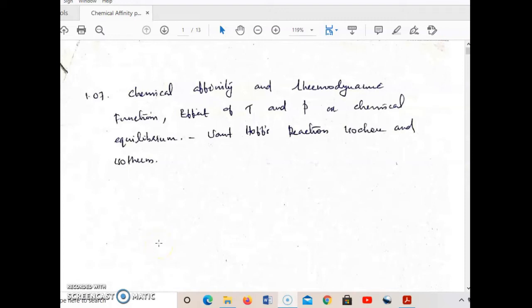In this part of the syllabus, we are introducing a new term, chemical affinity. Chemical affinity and thermodynamic functions, how it is related to other thermodynamic functions. Then we have to see the effect of temperature and pressure on chemical equilibrium. That would lead to the derivation of Van't Hoff's reaction isochore and Van't Hoff's reaction isotherm. So this is a very important topic, and these are frequently asked questions.